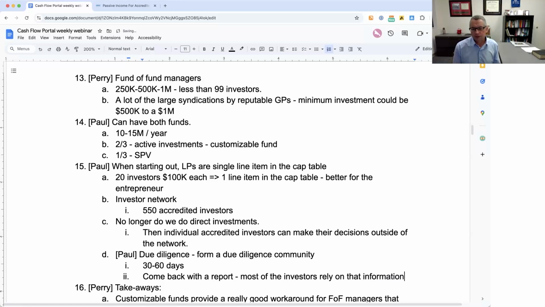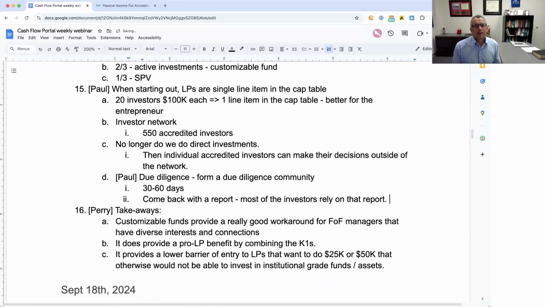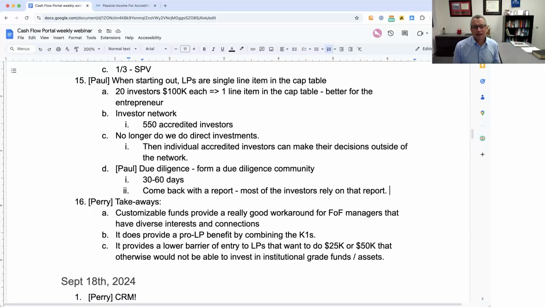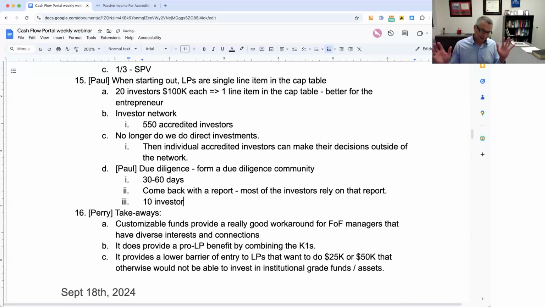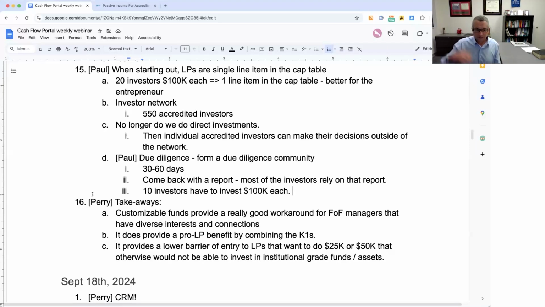And then we have a couple of triggers on the passive side. I think it's like at least 10 investors have to invest at least $100,000, right? If that happens, then the fund can come in and invest dollar for dollar, or if the GP wants to leverage that up, they can maybe go up to $2 from the fund for every $1 that the accredited investors put in.